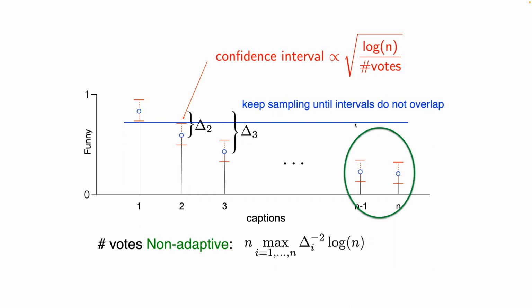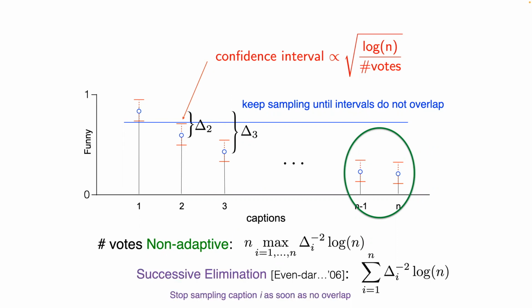Really, you just see these confidence intervals be less than this blue line, but you asked for way more samples, so its confidence intervals are way smaller, and you wasted time. A slightly less naive thing to do is, as you keep sampling, at the first time that you can say that this caption definitely cannot win because its confidence interval is strictly below another caption's confidence interval, stop sampling it. This is the idea of successive elimination, and you get a sample complexity like delta_i to the minus 2 times log n.